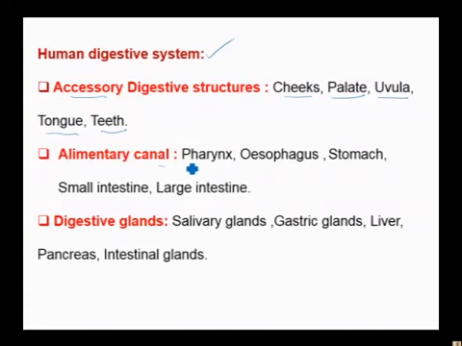Alimentary canal is a long tubular structure extending from mouth to anus. It includes pharynx, a common passage for both windpipe as well as the food pipe, esophagus, J-shaped structure stomach, small intestine and large intestine. Within our body we have the digestive glands. There are 5 of them: salivary glands, gastric glands, liver, pancreas and intestinal glands.